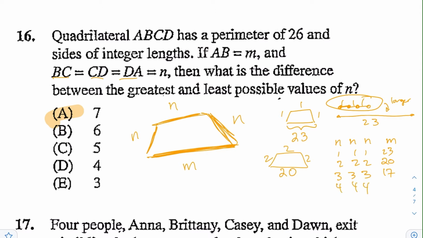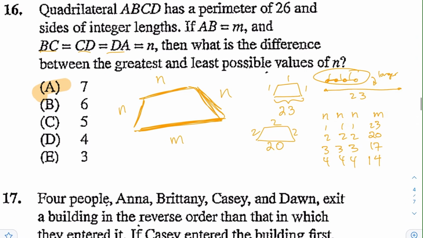And try 4, 4, 4. That's 12, and that would leave 14. So you're getting a little closer. Then N could also be 5. And when you have 5, 5, 5, that will leave 11. And 5 plus 5 plus 5 is greater than 11. So this shape would actually work. Because 5 plus 5 plus 5 is greater than 11.